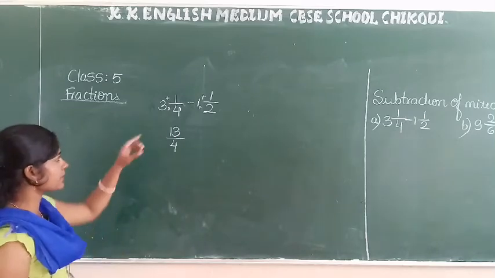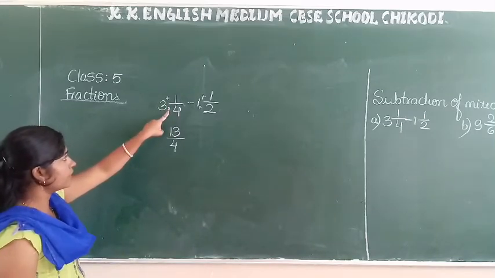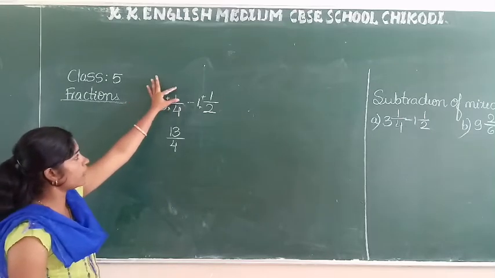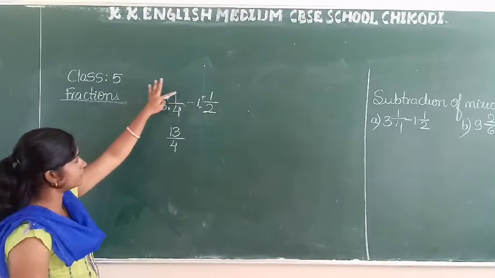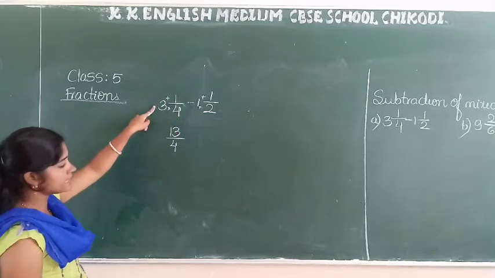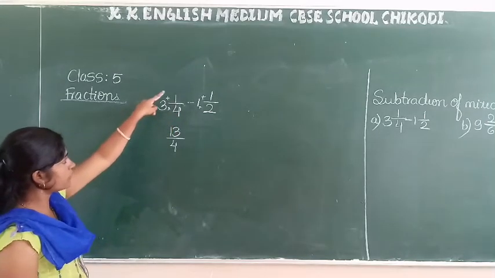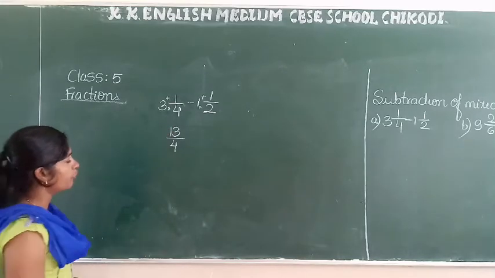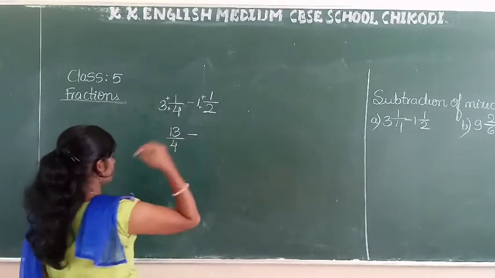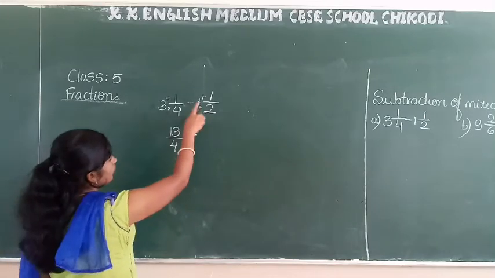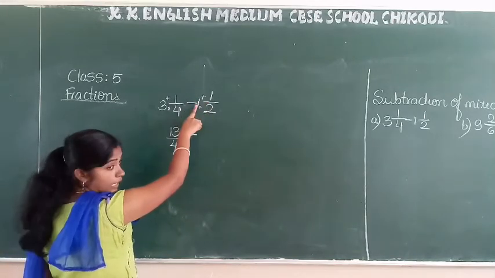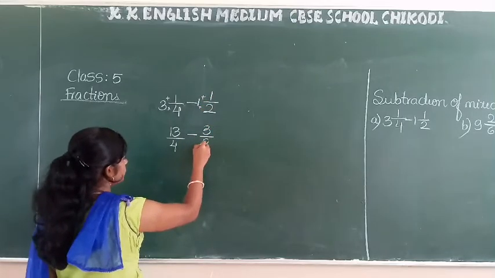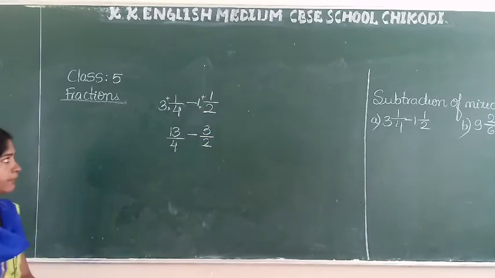I will repeat once again. 4 3s are 12, first you have to multiply, and whatever product you get, you have to add the number in this. Okay, 4 3s are 12. 12 plus 1 is 13. So the answer is 13 by 4. Next, subtraction sign. Next, 2 1s are 2. 2 plus 1 is 3. 3 by 2. I hope you are getting my point.